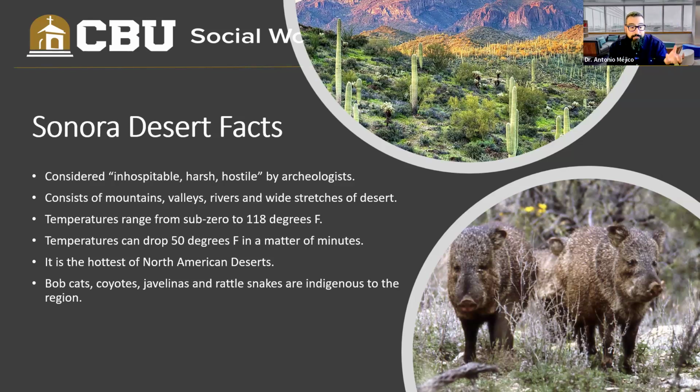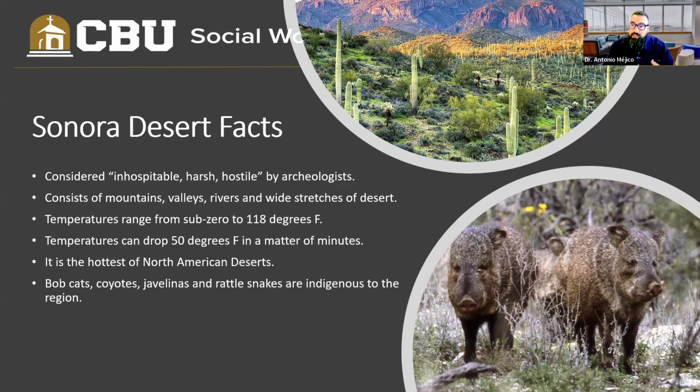Temperatures can also drop 50 degrees Fahrenheit in a matter of minutes. So think about this for a second, right? It's one of the hottest North American deserts. And in addition to the desert itself being inhospitable, you also have other elements like animals: bobcats, coyotes, javelinas, which are kind of these warthog-looking figures right here, and rattlesnakes are indigenous to the region.